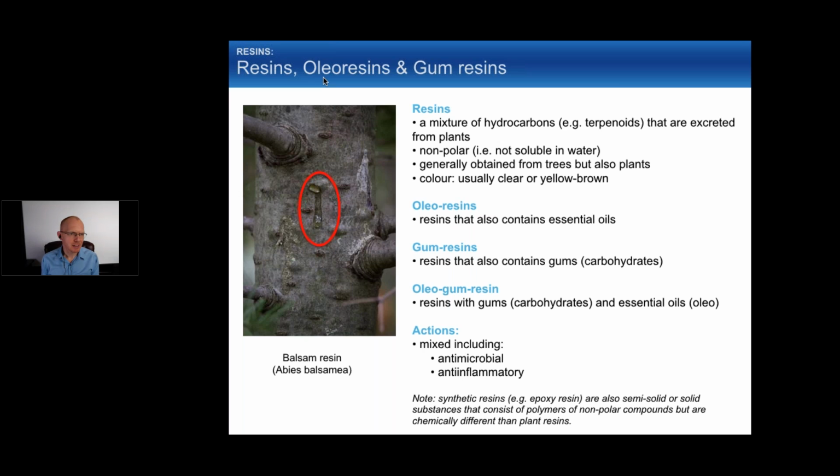They tend to be usually clear, but they can also be yellow or brown in color as well. And there are some other ones, like oleoresins, which is a specific name that refers to resins that also contain essential oils. Gum resins basically means you have the gum that we described earlier on that's rich in carbohydrates, and then it has some of these nonpolar compounds suspended in it as well.